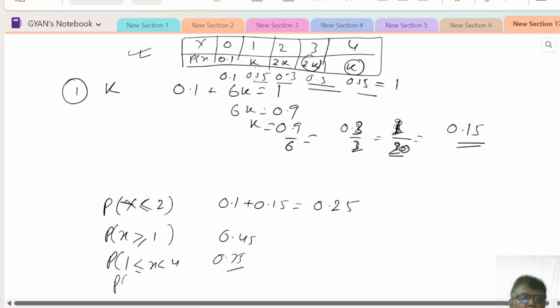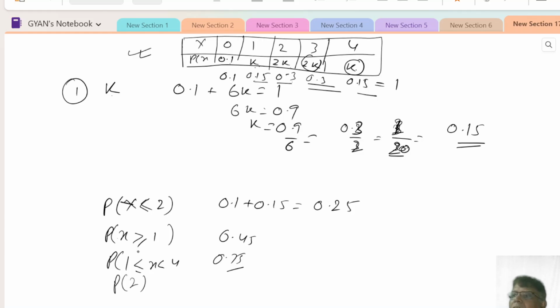And now P(2). So what is the 2 value? 0.3. So the 2 value is 0.3. If you find out P(2), then it will be 0.3.